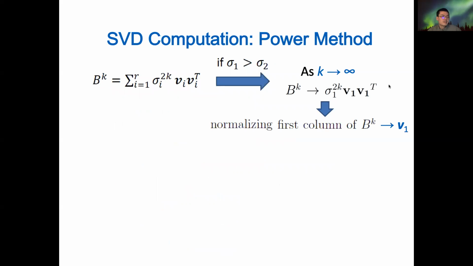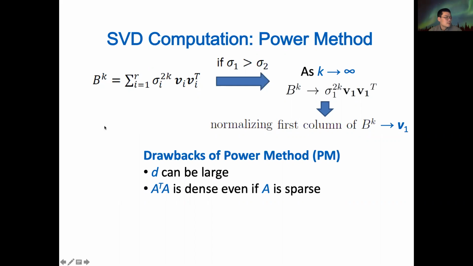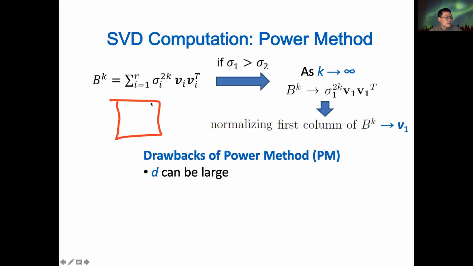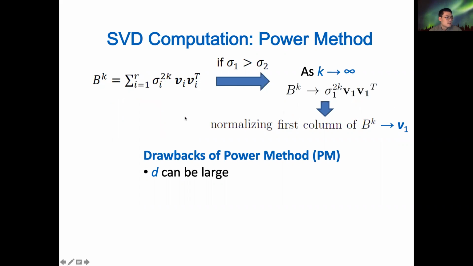All right, but this method has a significant weakness. The drawback of this method is that D can be large. You can have very high dimensional data, and the B matrix is D by D, a huge matrix. Let's say 1,000 by 1,000 dimensions, and then you need to multiply this matrix with another matrix to get B square, and then multiply again to get B cubic. You repeat the matrix multiplication, which is super expensive, and it's D cubic for each operation.